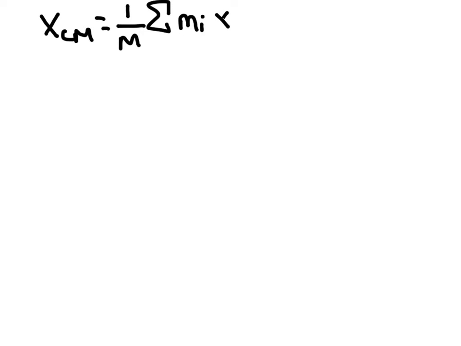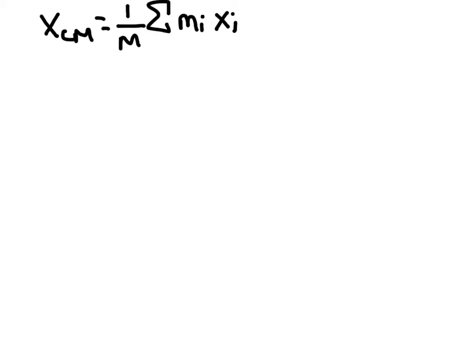Okay, so in this problem, I have some particles that are in the x direction, and I have some particles that are in the y direction. So let's first think about the particles that we have in the x direction. I could say my center of mass in the x direction, like we said, is equal to 1 over the total mass times the sum of those individual masses with their positions.